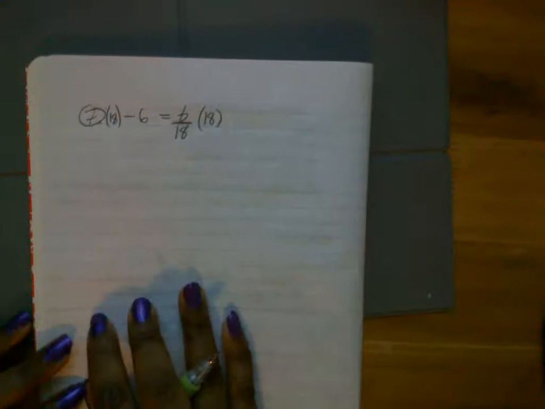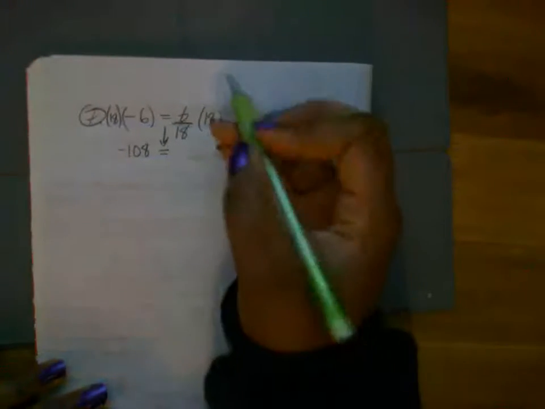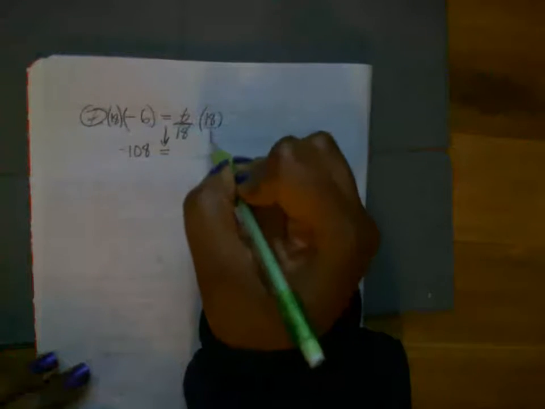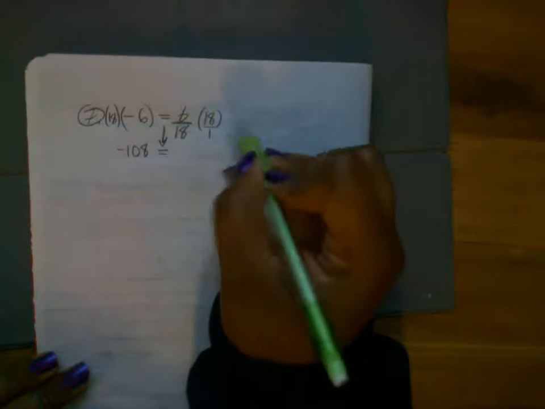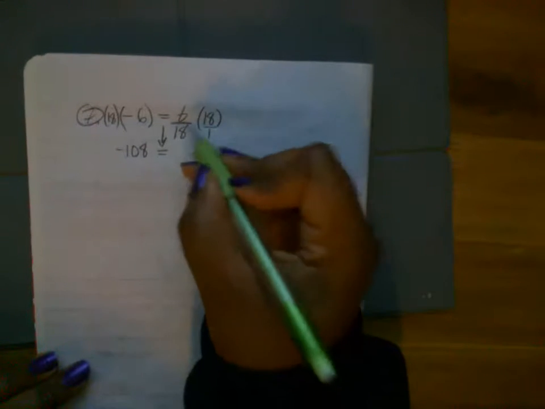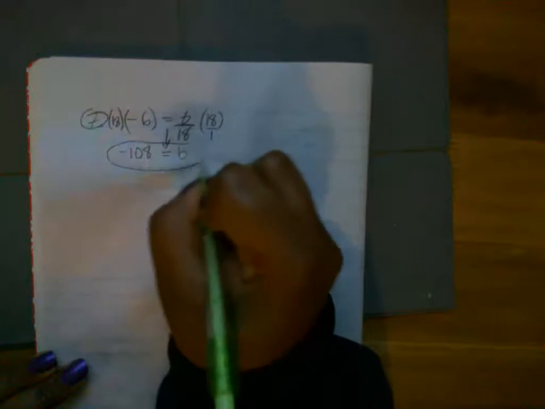We multiply both sides by 18. What is 18 times negative 6? Negative 108. All right, bring down the equal sign here. If you were to put a 1 under this and multiply straight across, you get 18 on the top, 18 on the bottom. 18 divided by 18 gives me 1, so I'm left with this b.